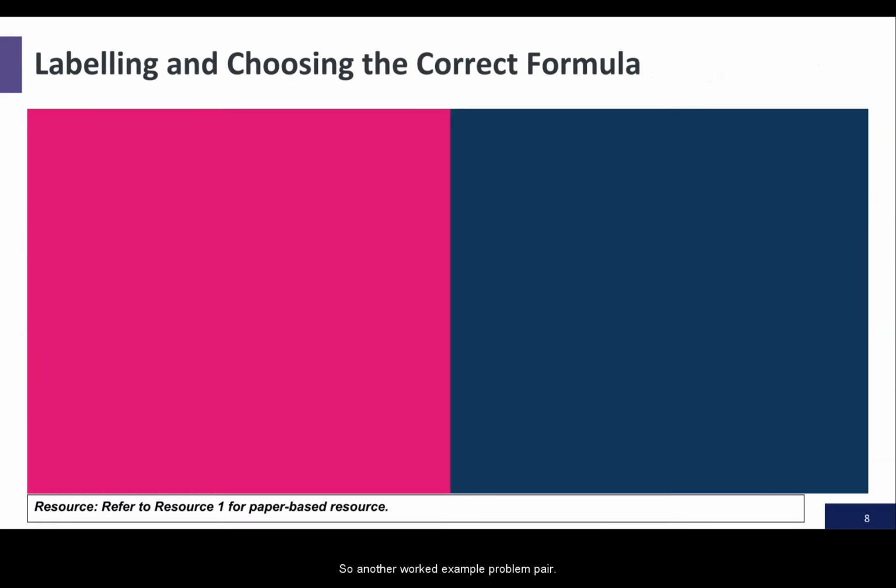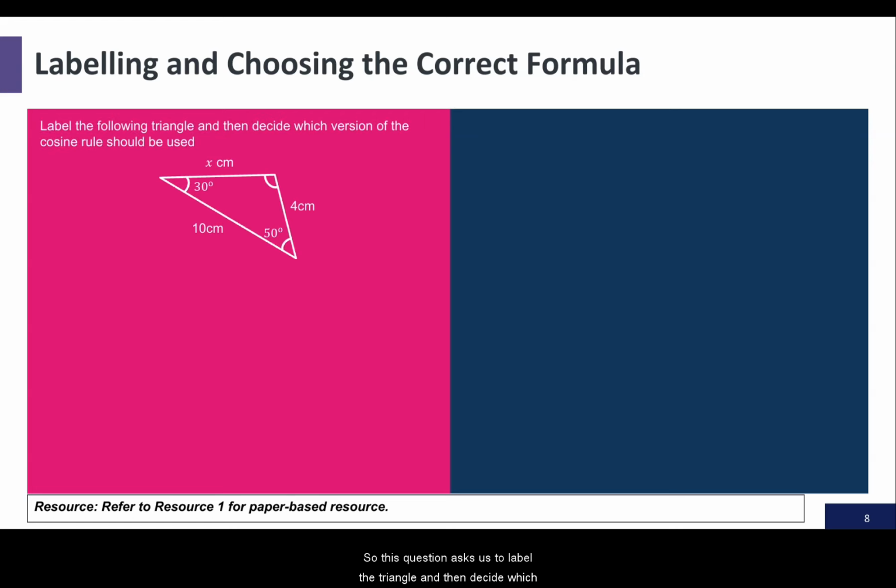So here is another worked example problem pair. I'll do the question on the left, and the one on the right is for you to have a go at. This question asks us to label the triangle and then decide which version of the cosine rule needs to be used. In this problem, we'll assume that we're trying to find out what x is.